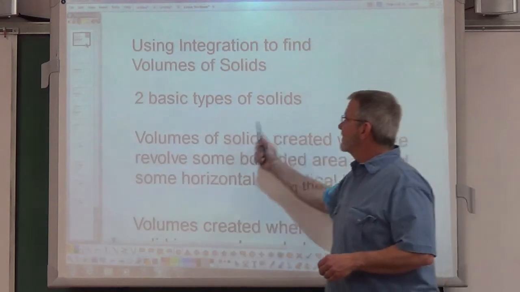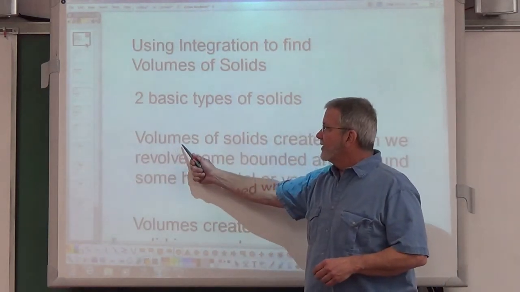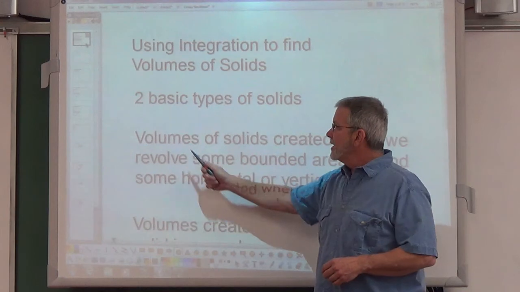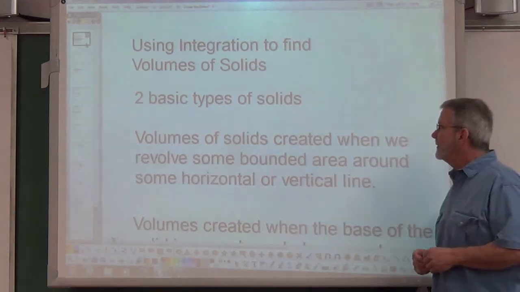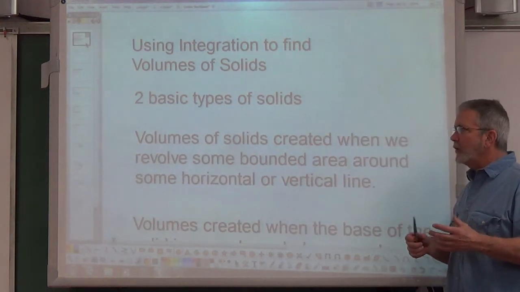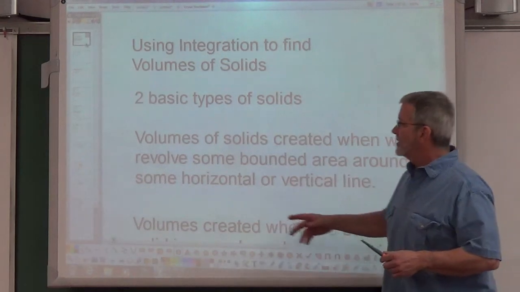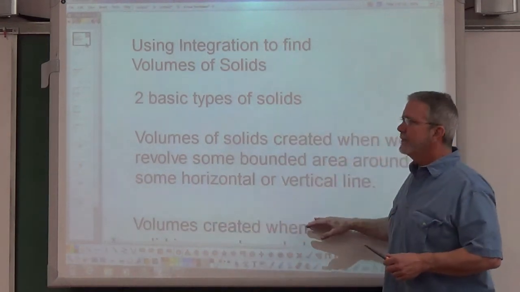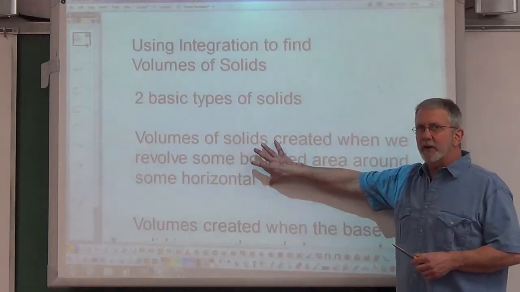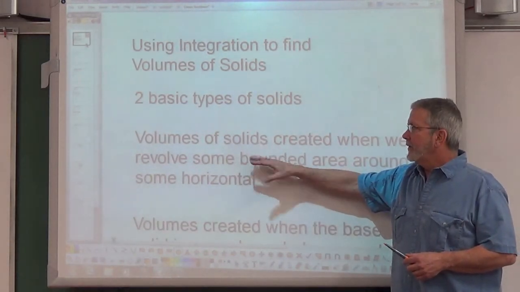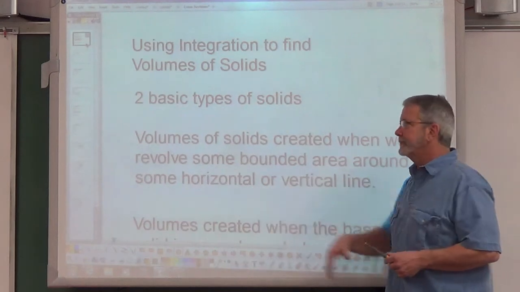Well, the two basic types of solids that we're going to find the volumes of using calculus are, first, the volume of the solids created when we revolve some bounded area around some horizontal or vertical line. This we have done in a previous video. This you should have looked at before.